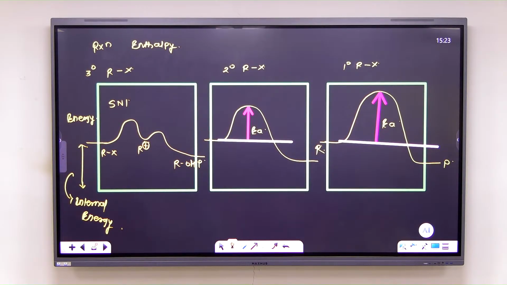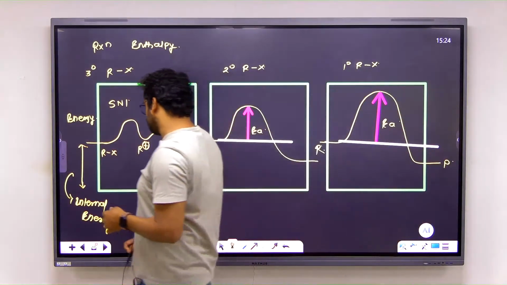In case of tertiary RX, lowest activation energy required because it forms a stable carbocation.